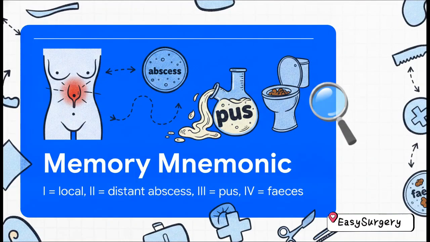So before you walk into your exam or step onto the surgical floor, I want you to burn this exact anchor into your brain. Stage 1 is local. Stage 2 is a distant abscess. Stage 3 is pus. And stage 4 is feces. It's incredibly simple, right? But under pressure, this 4-point checklist is going to guide you straight to the right answer and the correct management plan every single time.